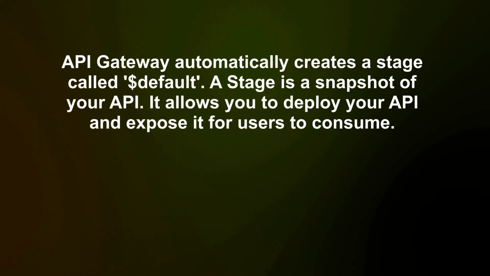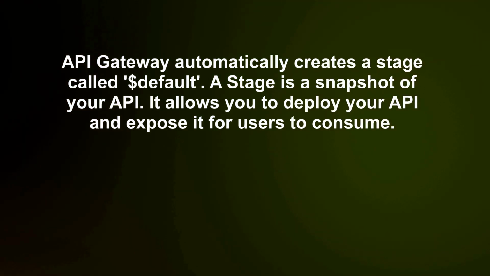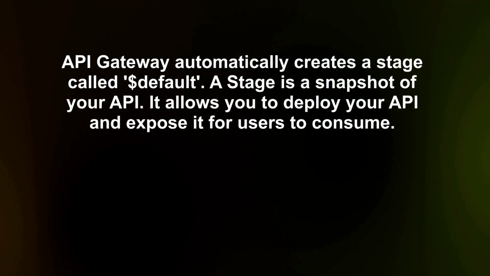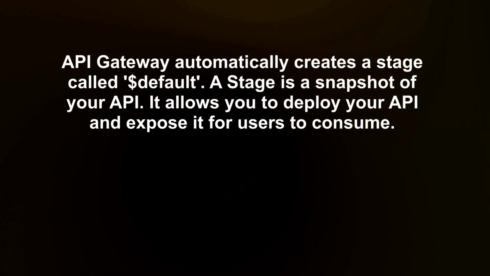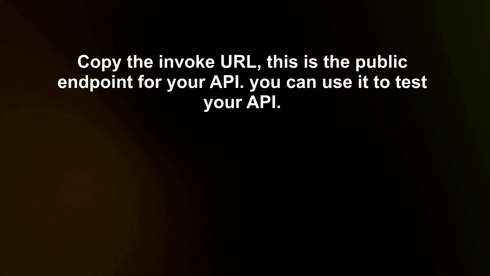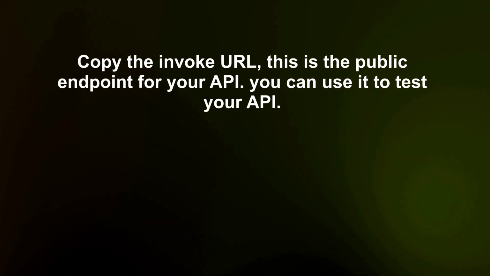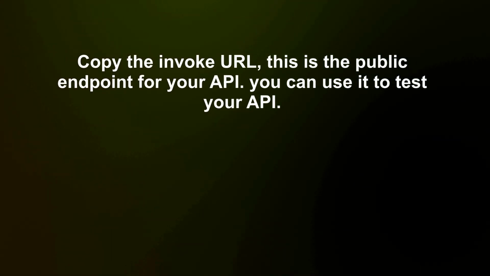API Gateway automatically creates a stage called $default. A stage is a snapshot of your API. It allows you to deploy your API and expose it for users to consume. Copy the Invoke URL. This is the public endpoint for your API. You can use it to test your API.